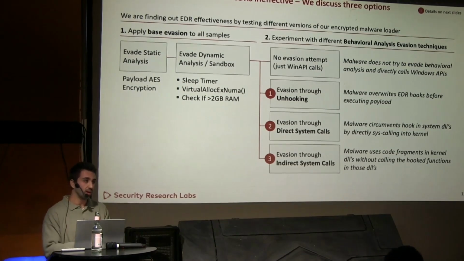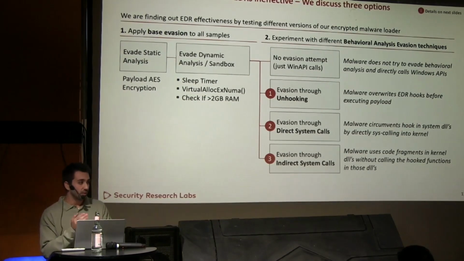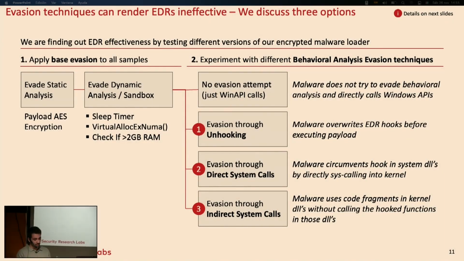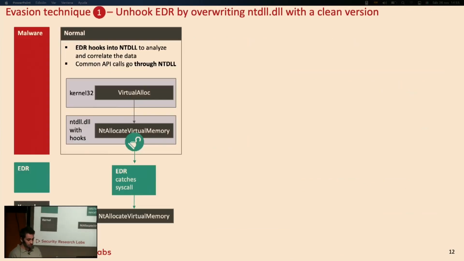The first technique will be unhooking, which is basically removing the hooks. The second technique will be direct system calls, which means that we are calling the kernel instructions going through a different way. And the third technique will be indirect system calls, in which we are going to do the same, but with a different approach. So let's take a look at this.